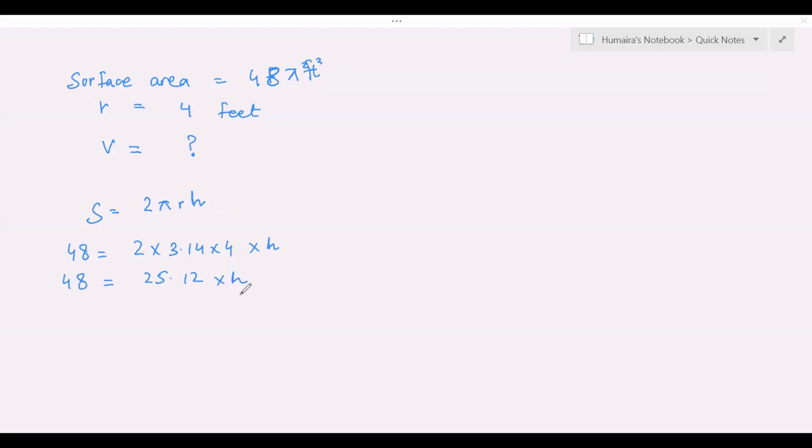First of all, we will find the height. So 48 by 25.12 is equal to h. Now divide these terms together: 48 divided by 25.12 is 1.91. Okay, this is the height of our cylinder.